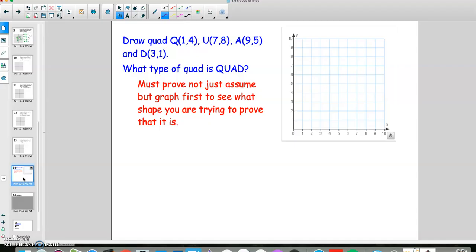So we have 1, 4 is Q, 7, 8 is U, 9, 5, and 3, 1. Okay, so we certainly wouldn't try to prove that this is a square. Doesn't look like it, okay? Could be a rectangle. So let's go ahead and check our slopes.